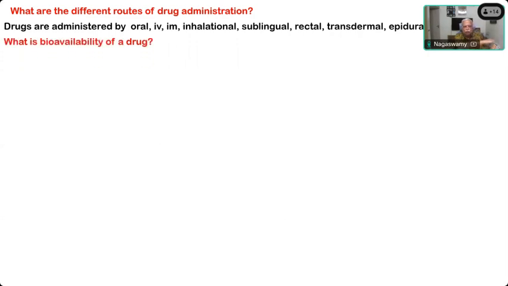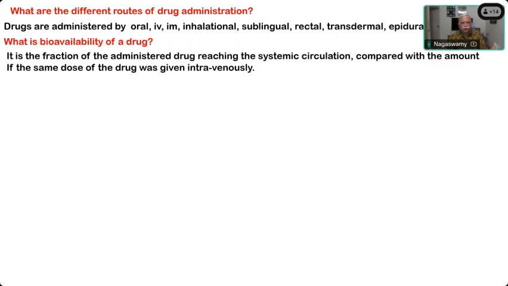What is bioavailability of a drug? The percentage of drug available after the first pass metabolism compared to the initial dose of the drug. The fraction of administered drug reaching the systemic circulation compared to when the drug is given by IV route. Okay, that is a comparison. IV route is 100% available, isn't it? We are directly putting it into the bloodstream. So, the fraction administered by other routes when compared to the IV administration is what is called the bioavailability of the drug.